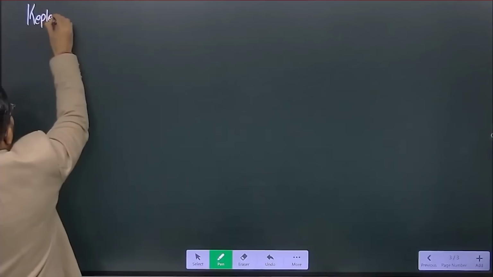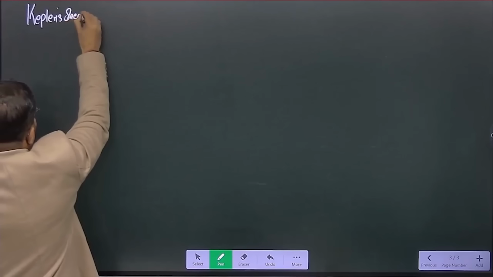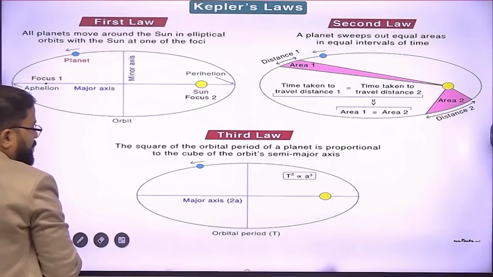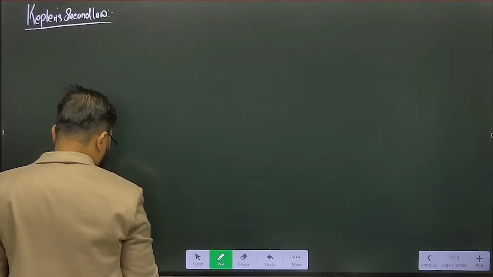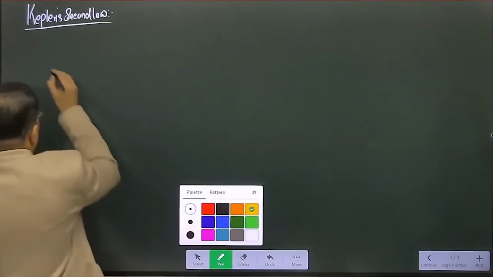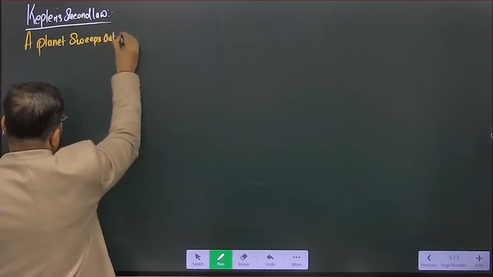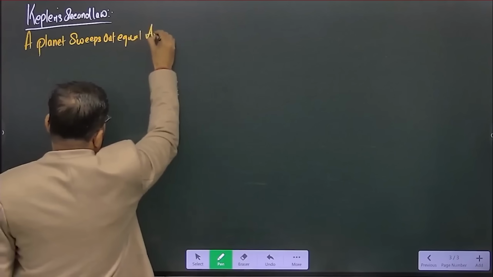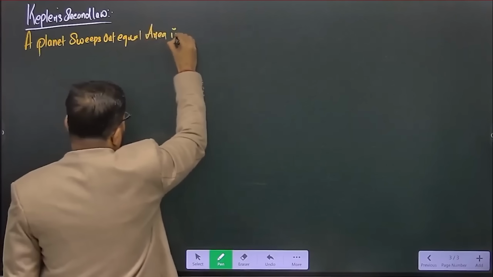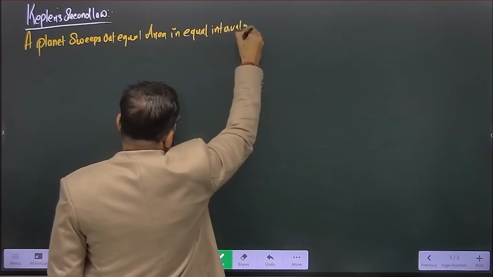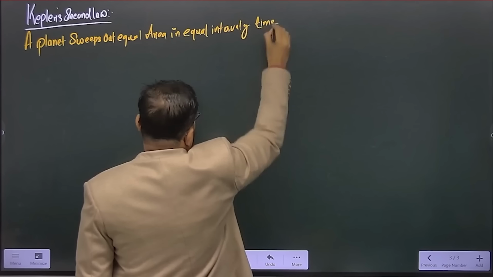Kepler's second law. A planet sweeps out equal areas in equal intervals of time. This is the particular statement.